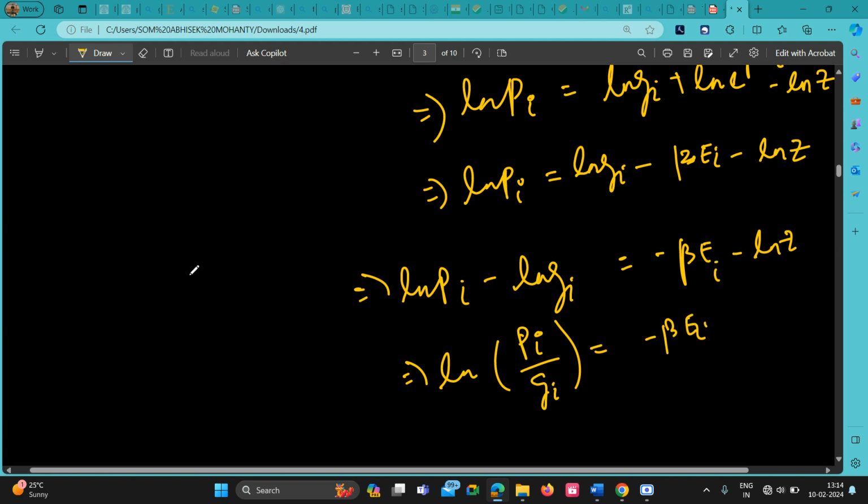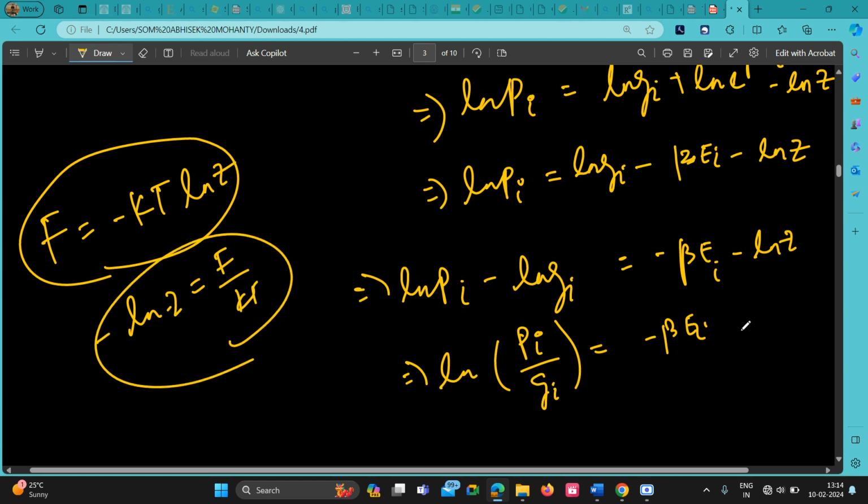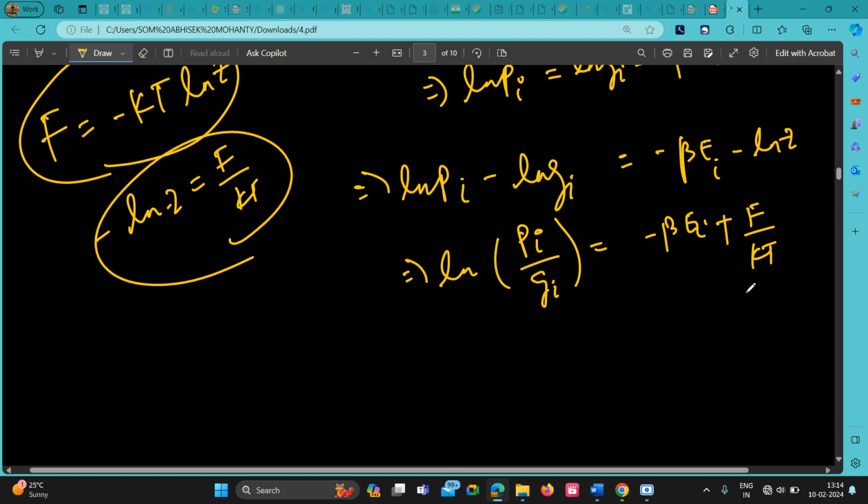See, your free energy F is minus kT ln Z. Okay, so ln Z will be how much? Minus ln Z will be F by kT. Right, so in place of minus ln Z, I will put plus F by kT.